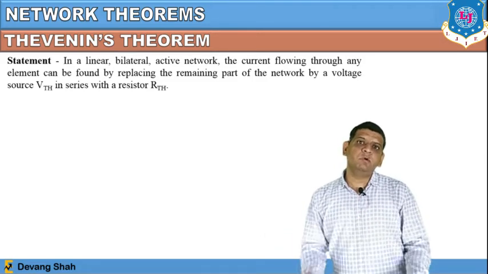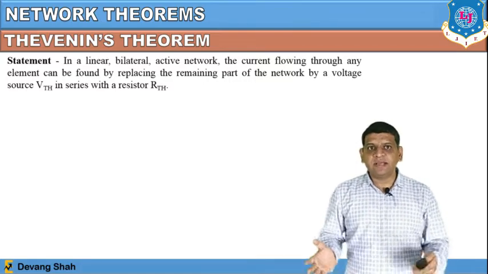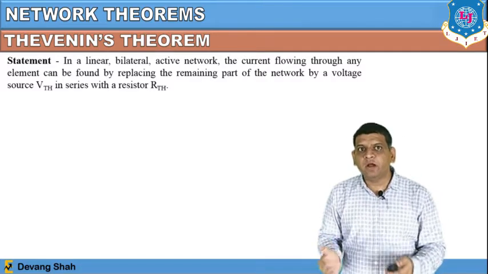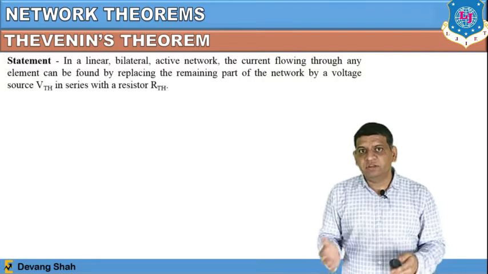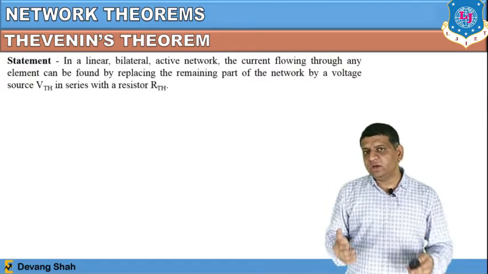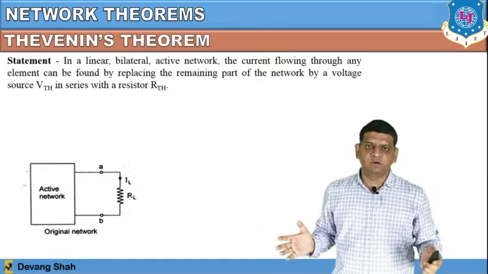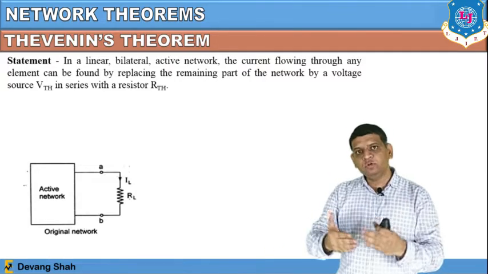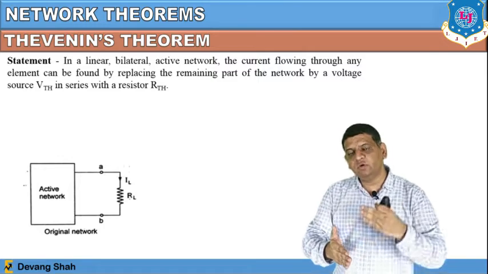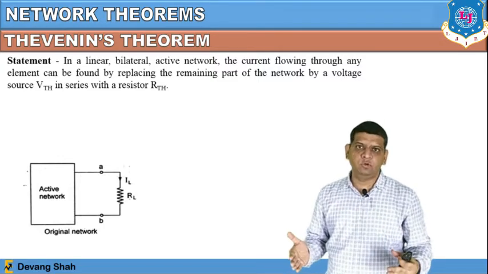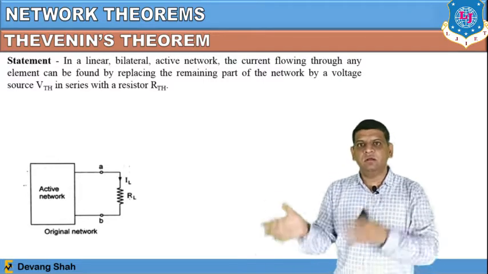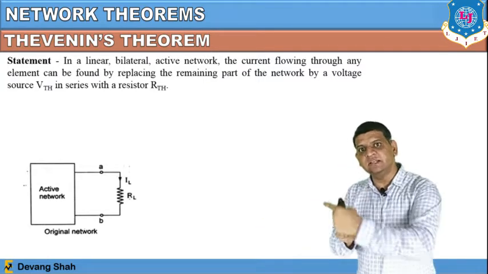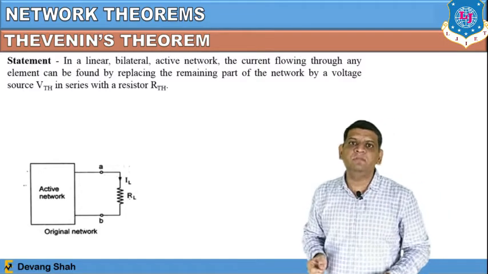The statement says: in a linear bilateral active network, the current flowing through any element can be found by replacing the remaining part of the network by a voltage source VTH in series with a resistor RTH. What does it mean? You have a given active network, a combination of resistors in series and parallel. You select the particular resistor where you need to find the voltage drop and the current flowing through it. The rest of the resistors and voltage or current sources you have to replace by a single voltage source in series with a single resistance, and that resistance is called the equivalent resistance.